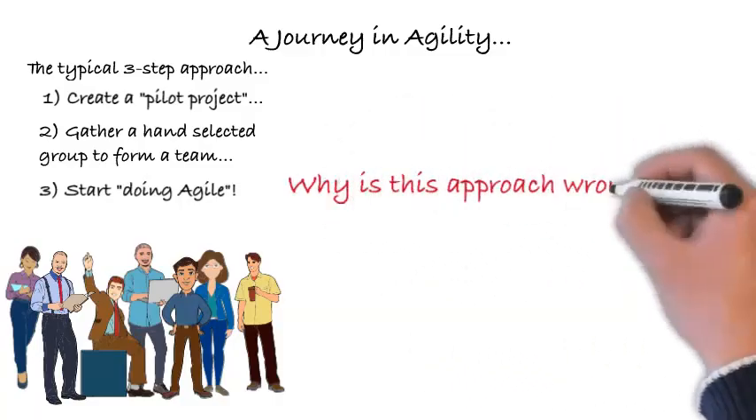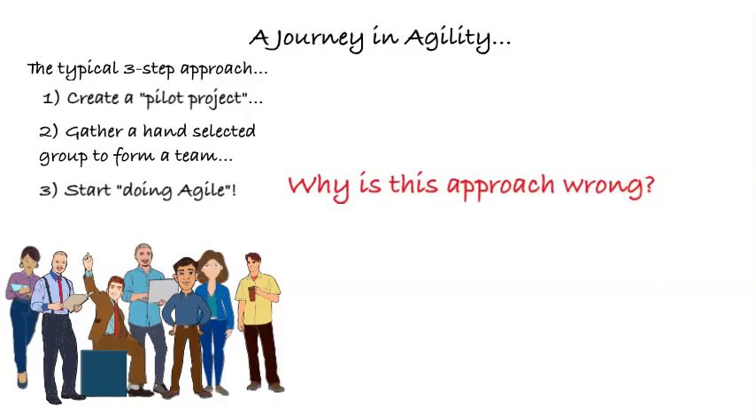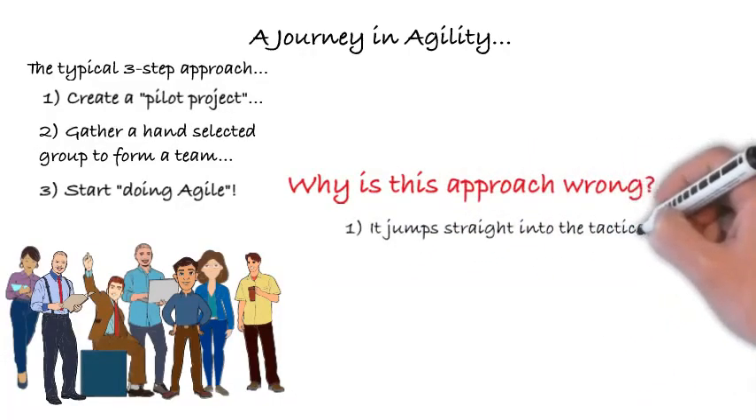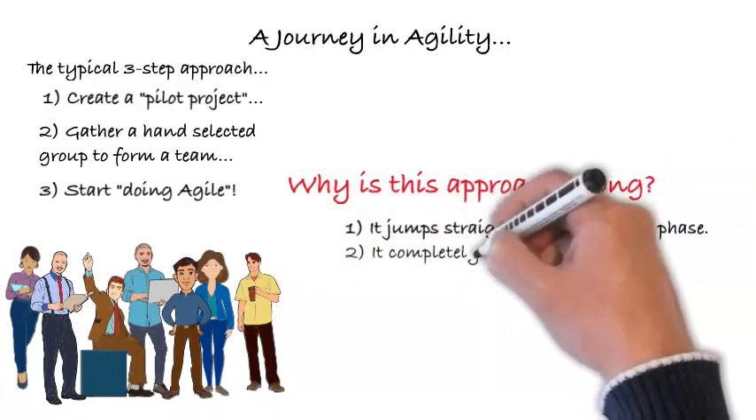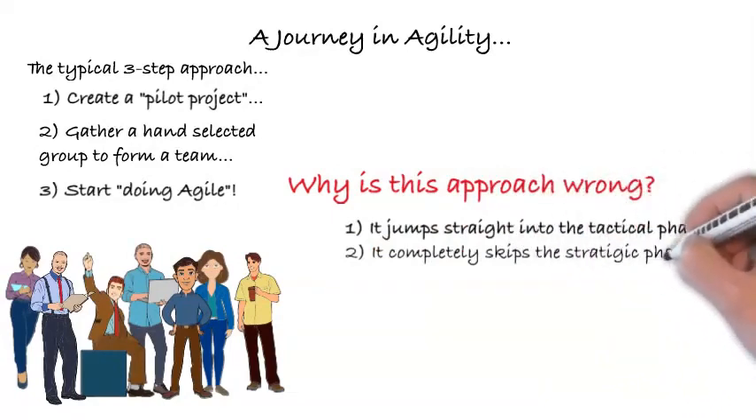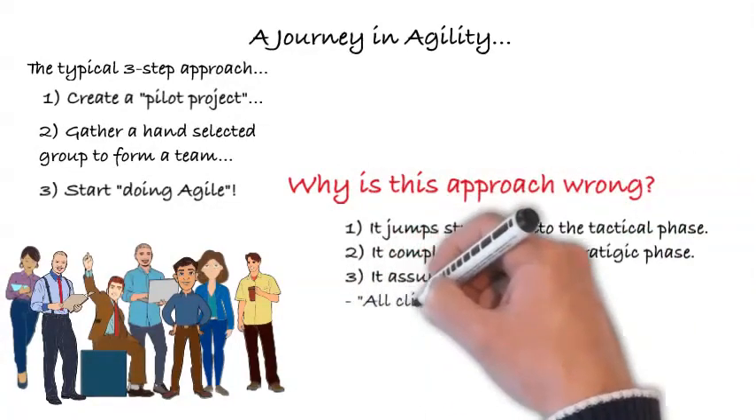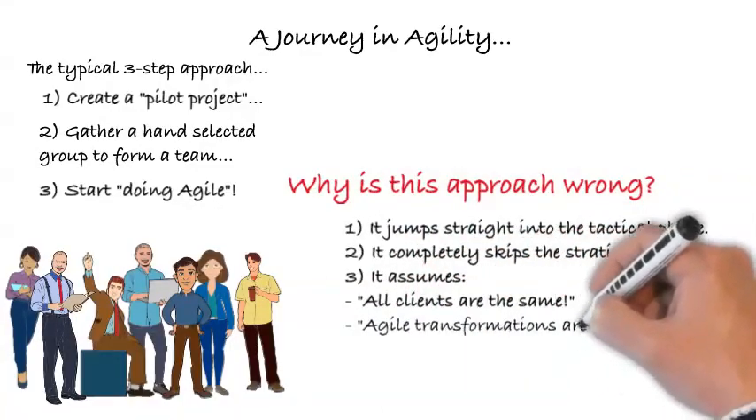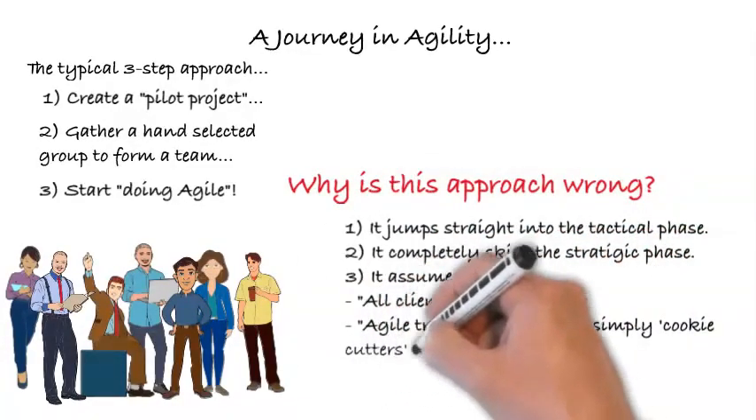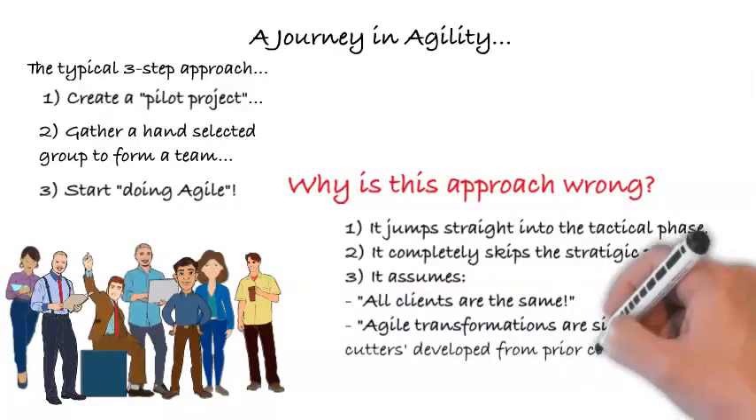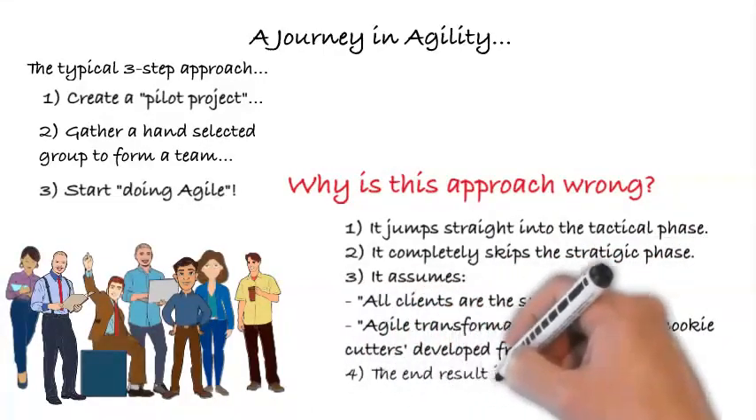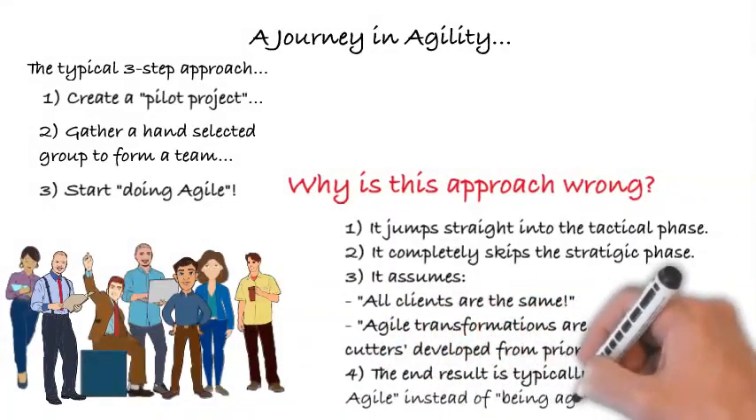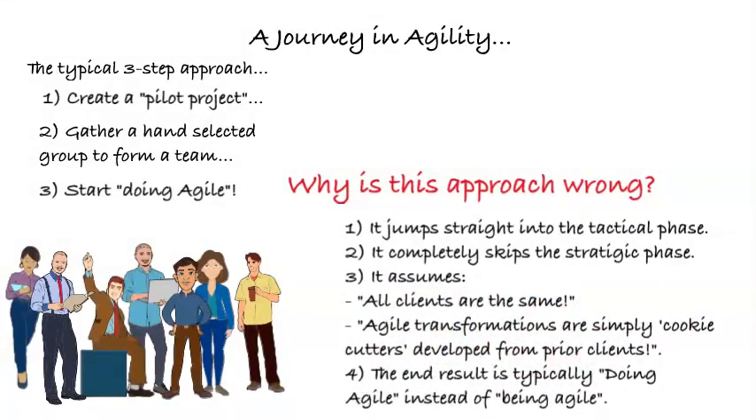So, if this approach is so typical, why is it wrong? Well, there are several reasons. First, it jumps straight into the tactical phase. And of course, by doing that, it completely skips the strategic phase. It also makes some basic assumptions. One, all clients are the same. And secondly, Agile transformations are simply cookie cutters developed from prior clients. Finally, the end result is typically that of doing Agile instead of being Agile.